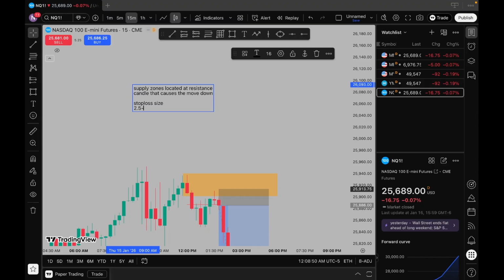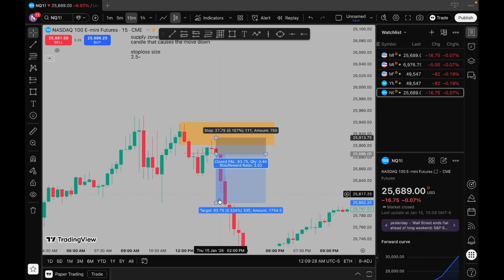So stop loss size, it's a minimum of 2.5 ticks. It's going to show you the number right here. So this one is 27.75 because we're on NASDAQ. There are more ticks on NASDAQ than there is on anything else, right? On ES, this would probably be maybe 3 ticks, but on NASDAQ, this is 27 ticks. So 2.5 ticks, you're going to target a 1 to 4.5. So your take profit would be a 1 to 4.5.